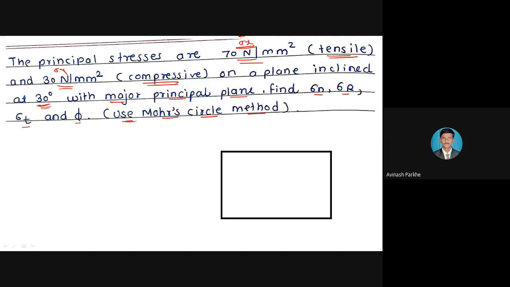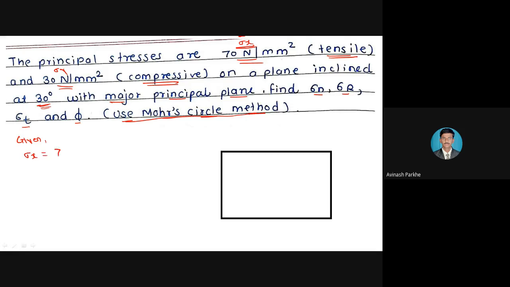If this sentence in brackets were not written, you would have to solve this particular problem by using the analytical method. But in brackets they have written use Mohr's circle method, which means you have to solve this problem by the graphical method. So let us see. First of all, write down all the given parameters.